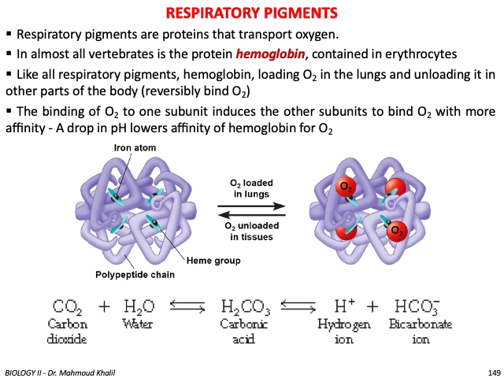So you can see from the figure how hemoglobin consists of four subunits, each with a heme group. It gets loaded with oxygen in the lungs and unloads in tissue, and you can see as well the chemical formula of how carbon dioxide is loaded and unloaded to the blood.